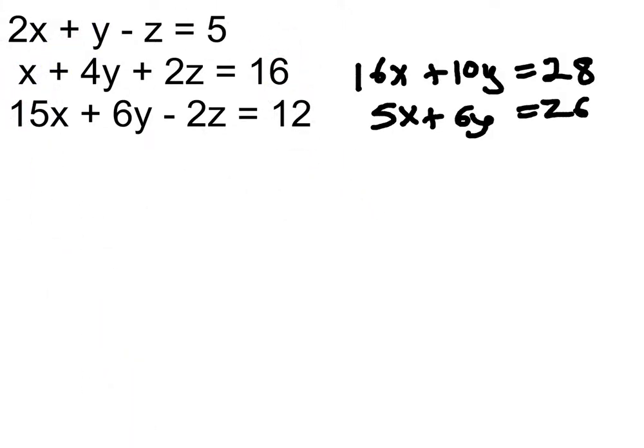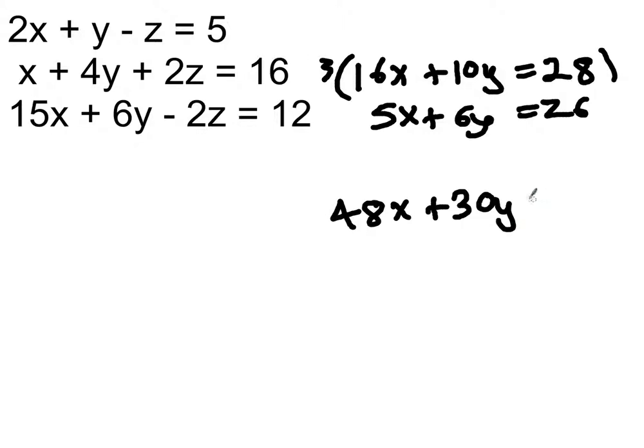Alright, now I have two equations and two variables. I need to get rid of either x or y. In either case, it's kind of complicated, but I think this one's going to be a little bit easier. So the first place that 6 and 10 intersect, the least common multiple of those two numbers, is going to be 30.